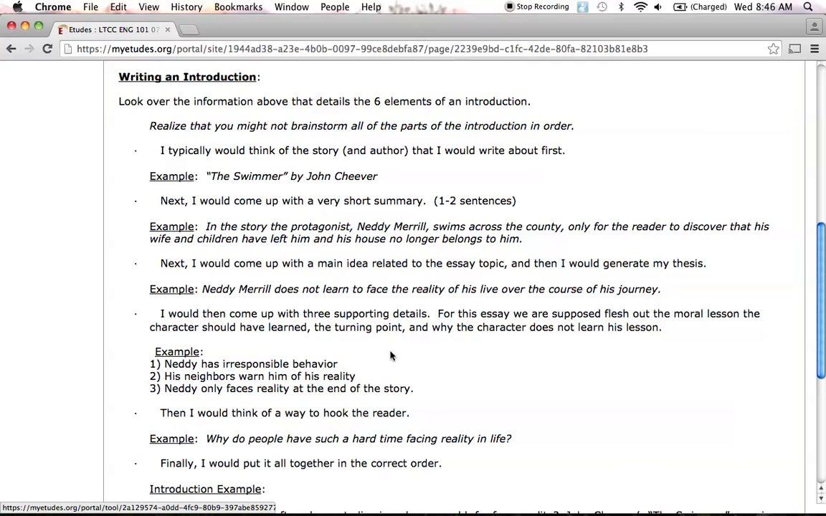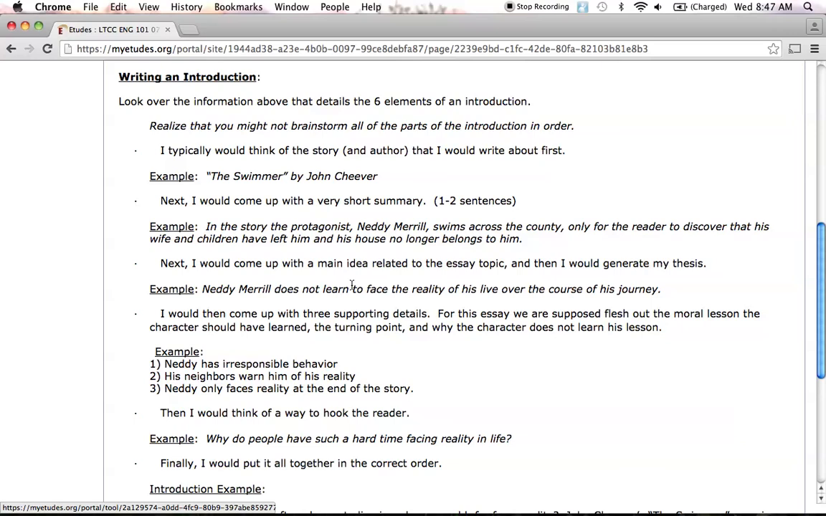There's a lot of things that you could pick even with the story, a lesson that he should have been learning. I'm going to say that he was learning a lesson of facing reality. There's a lot of other moral lessons from this story that you could pick.